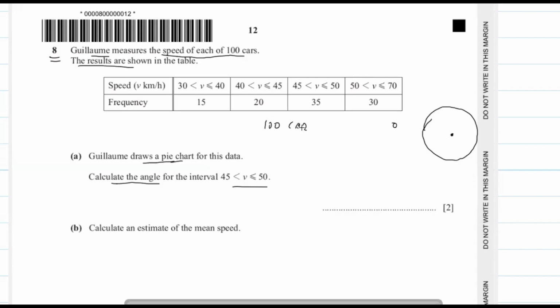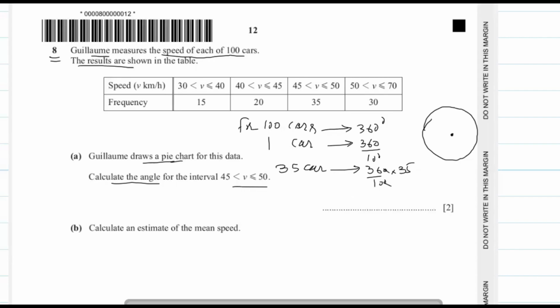Therefore, we write for 100 cars, the angle will be 360 degrees in this pie chart, and for one car, the angle will be 360 over 100. And here the interval 45 to 50, the total angle for this interval, we take 35 cars. The angle will be 360 over 100 multiplied by 35, and we can write this, the 0s will be cancelled, and 5 times 7 is 35, 5 times 2 is 10.